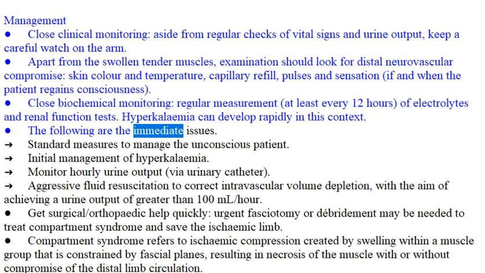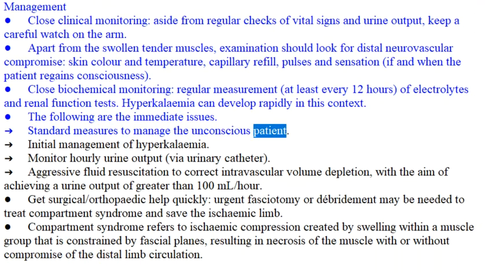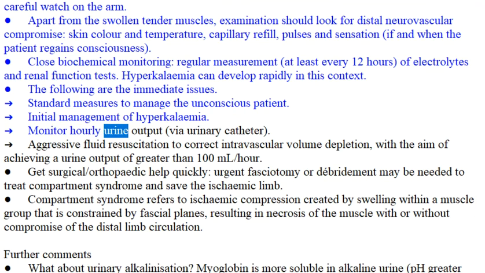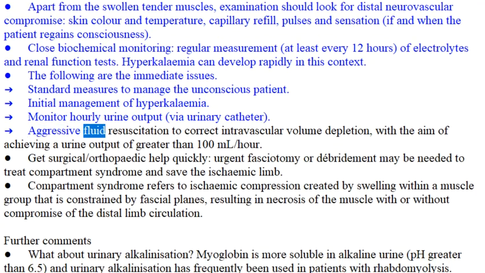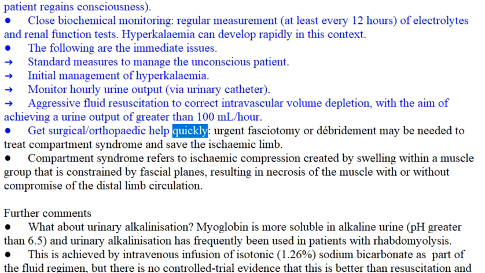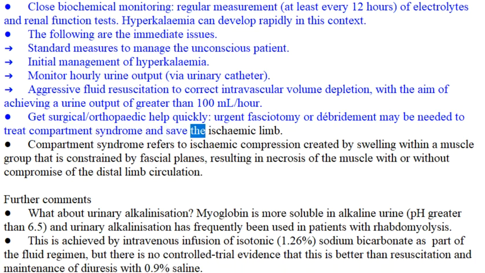The following are the immediate issues. Standard measures to manage the unconscious patient. Initial management of hyperkalemia. Monitor hourly urine output, via urinary catheter. Aggressive fluid resuscitation to correct intravascular volume depletion, with the aim of achieving a urine output of greater than 100 ml/hour. Get surgical/orthopedic help quickly. Urgent fasciotomy or debridement may be needed to treat compartment syndrome and save the ischemic limb.